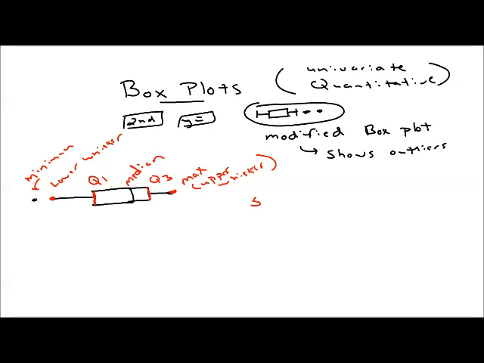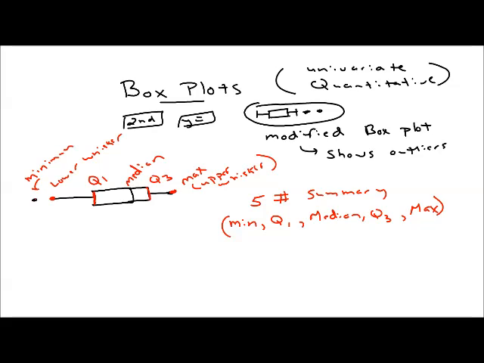That helps us to do something called the 5-number summary. We do the 5-number summary with box plots. A 5-number summary is minimum, Q1, median, Q3, and maximum. It has nothing to do with lower or upper whiskers unless they happen to be the min or the max. Okay?